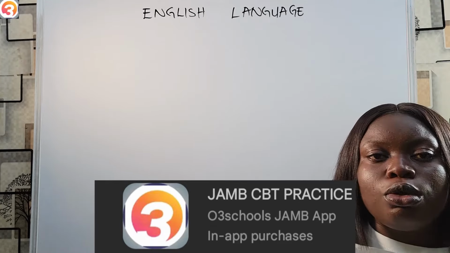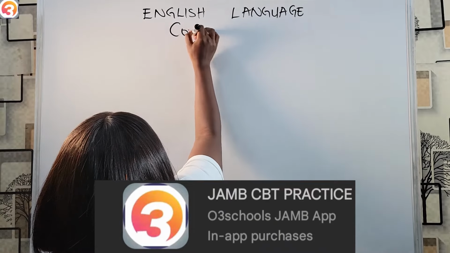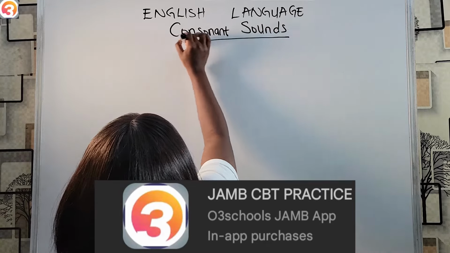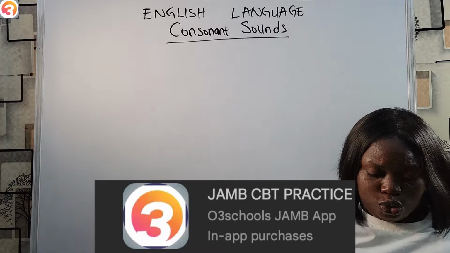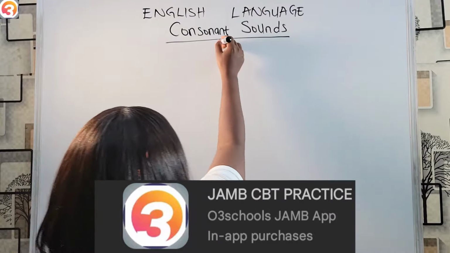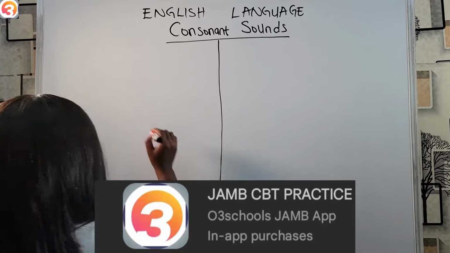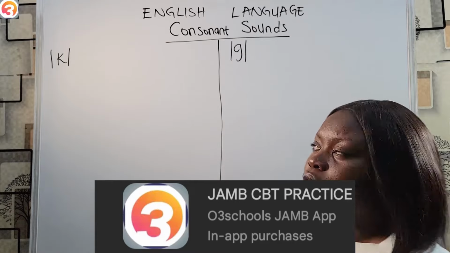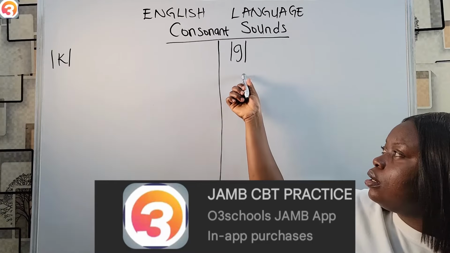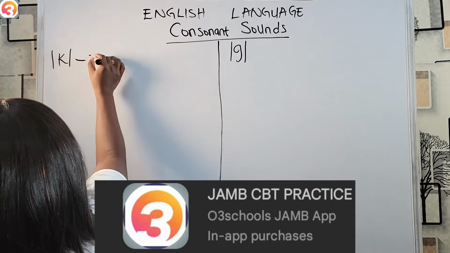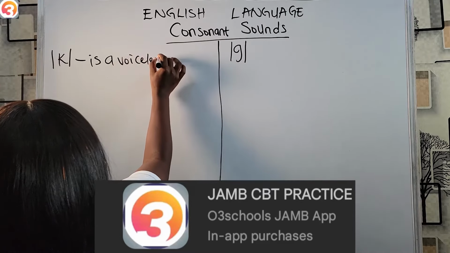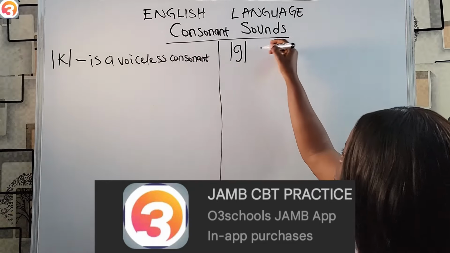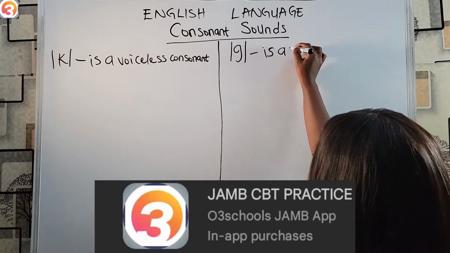We've been looking at consonants, taking them two at a time: consonant sounds, one voiced and one voiceless. So today we'll continue looking at consonants. Don't forget our brackets, K and G. This is the voiceless consonant, while this is a voiced consonant.